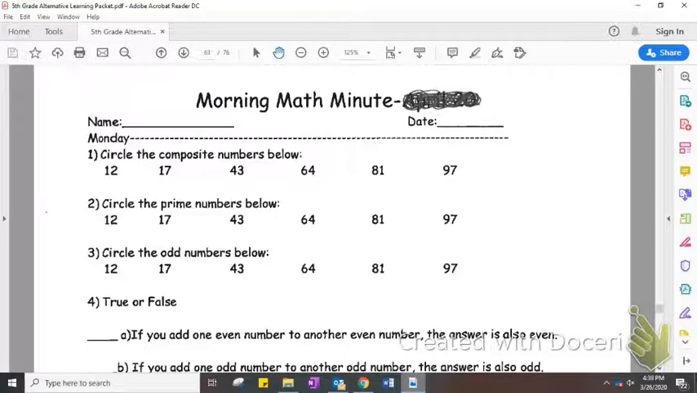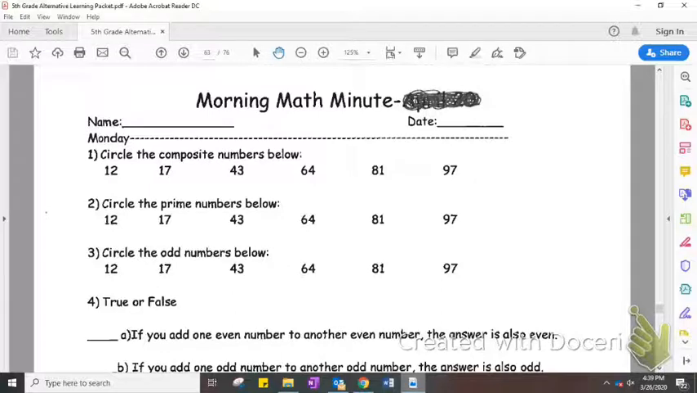Hey guys, I'm gonna once again go over your math minute that's in the 5th grade alternative learning packet. So you were supposed to be working on these this week. Some of you who I talked with said that you already finished, so that's awesome. This is an opportunity to go over it.